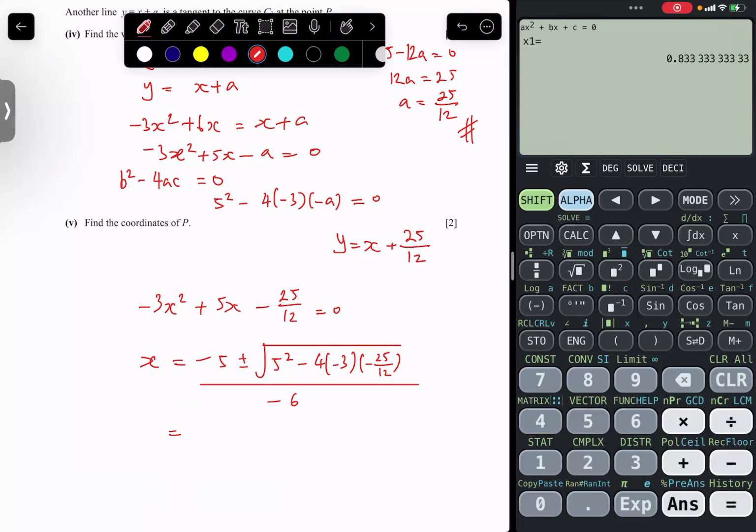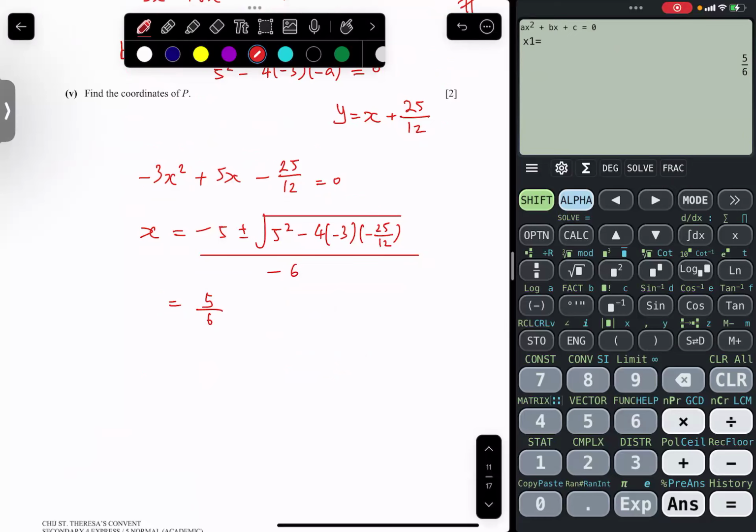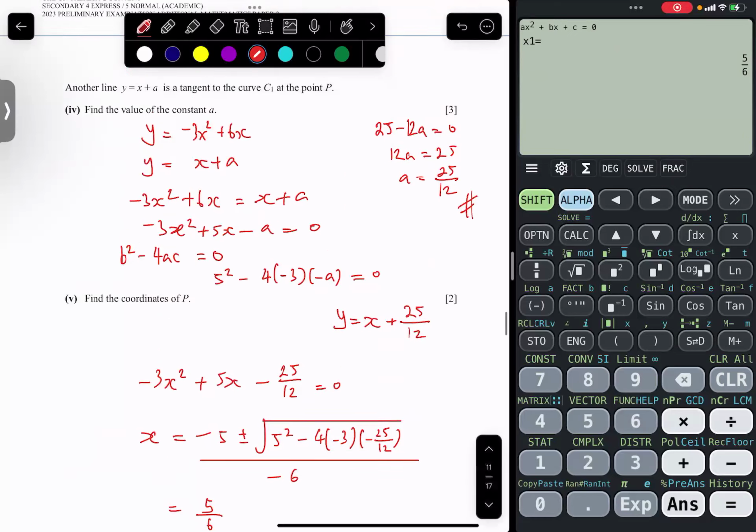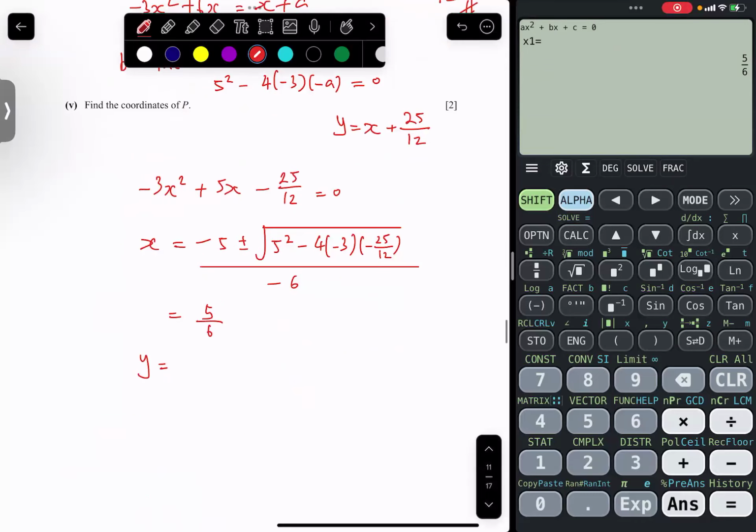So when I do this, I will get 0.8333. What is 0.8333? 0.83333 is 5 over 6. Okay, so only one answer, right? So y equals x plus a, so 5 over 6 plus 25 over 12, which is 35 over 12, right? So P is the point 5 over 6, 35 over 12.